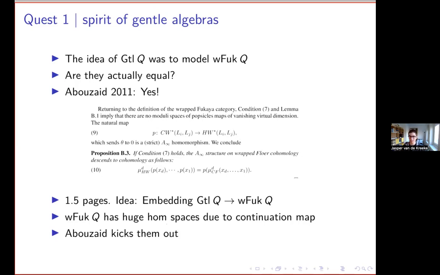So Abu Zaid just shows that if you restrict to an arc system, you just look at arcs inside of the Raf-Fukaya category, you can kick out the continuation map and obtain just an embedding in this case. And all the other objects in the Raf-Fukaya category, so for example, closed Lagrangians, you can make by stitching together arcs.